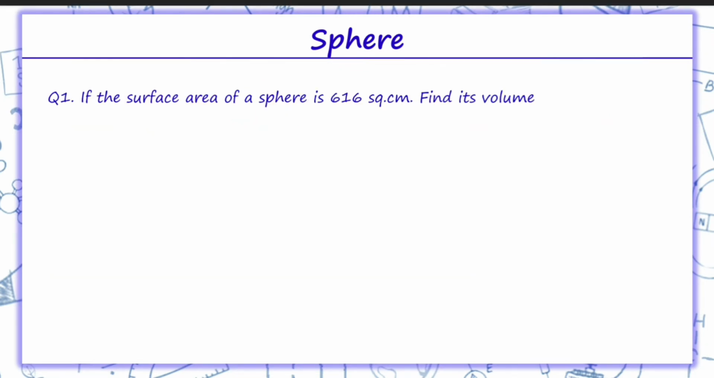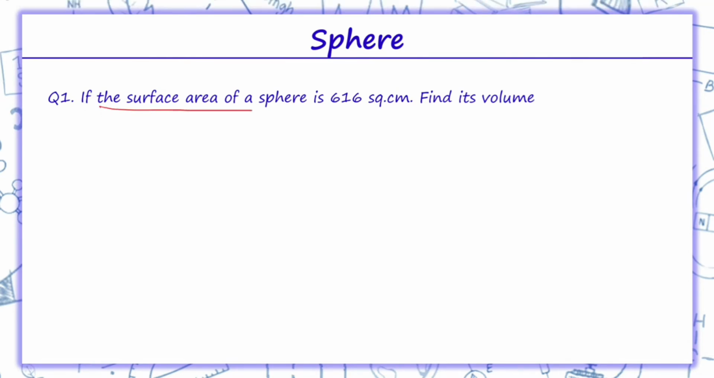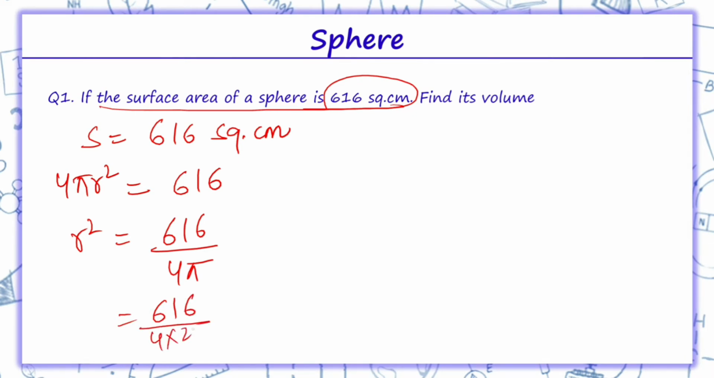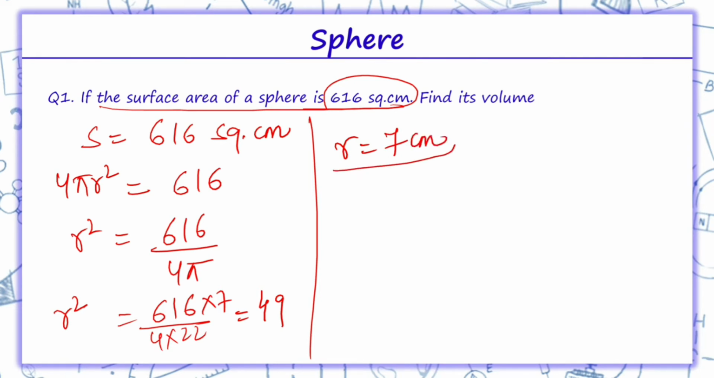So the first question is, if surface area of a sphere is 616 square centimeter, that means 4 pi r square is 616. So r square will be 616 upon 4 pi, that is equals to 4 into 22 by 7. So when we will solve it, here we will get 49, thus r is equals to what? 7 centimeter.